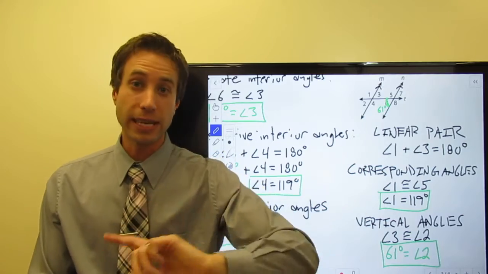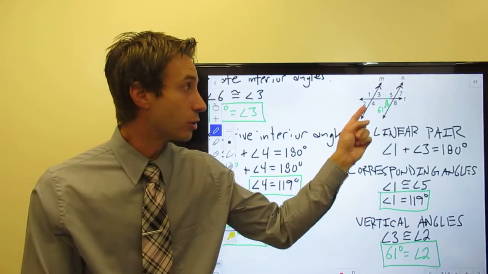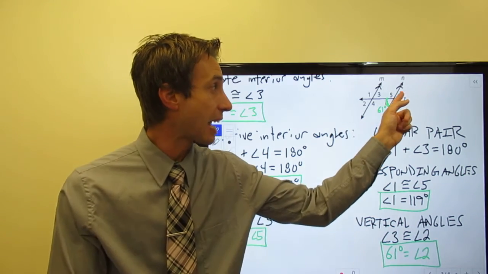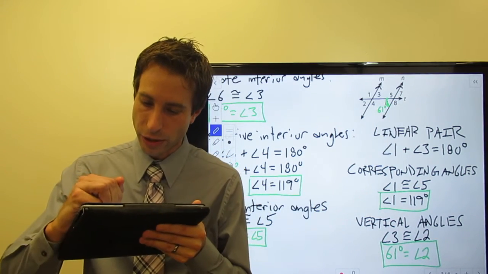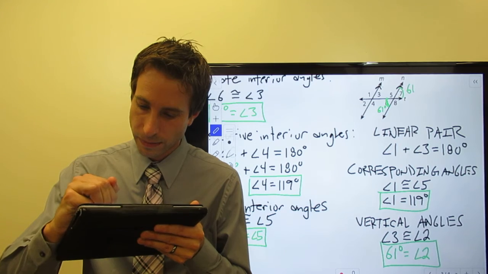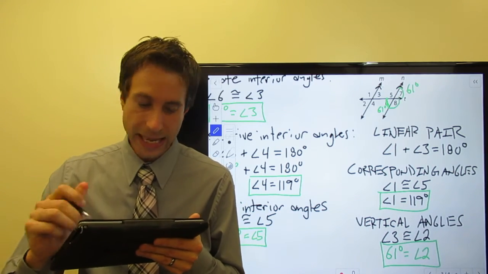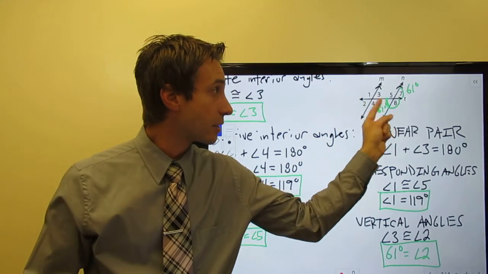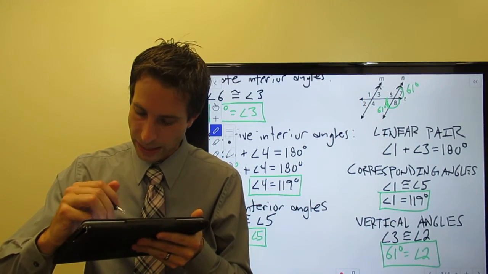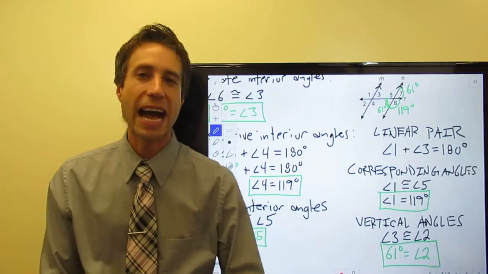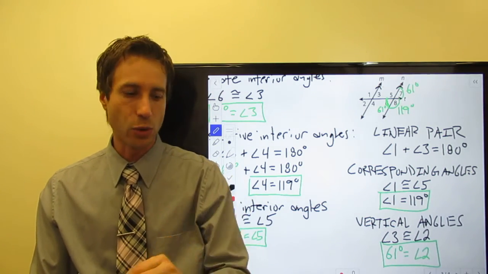Now, alternate exterior angles, 2 and 7, have to have the same measure. That means that angle 7 is 61 degrees. Alternate exterior angles also mean that the measure of angle 8, which is alternate exterior from angle 1, has to be 119 degrees, right?